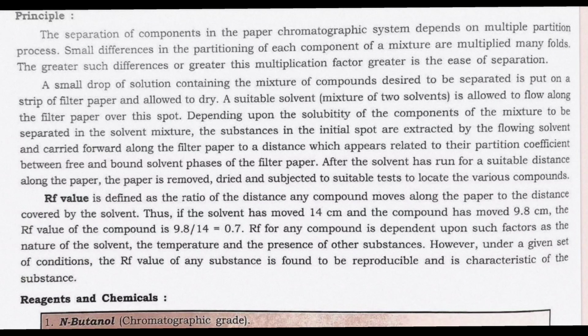After the solvent has run for a suitable distance along the paper, it is removed, dried and subjected to suitable tests to locate the various compounds. RF value is defined as the ratio of the distance any compound moves along the paper to the distance covered by the solvent. Thus, if the solvent has moved 14 cm and the compound has moved 9.8 cm, the RF value of the compound is 9.8 upon 14, that is 0.7.